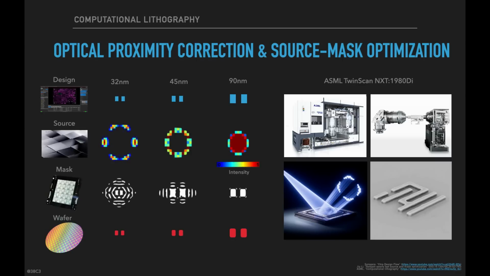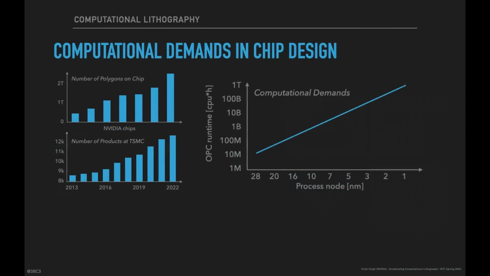But as you can imagine, this means you need to have a lot of computation in order to get all these shapes in the right form. One example here, that's from a talk from NVIDIA, they have now, we're well into the trillions of polygons that are included in each of their chips. And just at TSMC, we have like 10,000, or way above 10,000 chips that are produced every year. And the computational demands just for this optical proximity correction are now in the billions or hundreds of billions of CPU hours, or if you want to count that in 15 megawatt data centers, we are now at like 10 to 100.